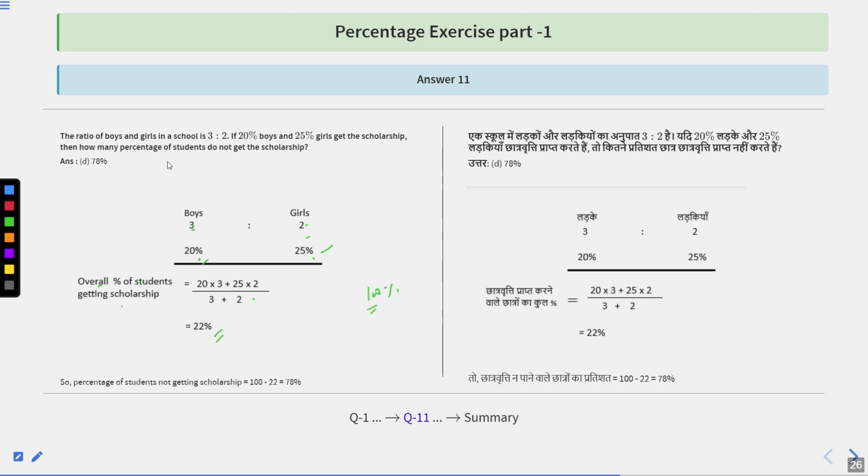But the question was asking how much percentage do not get the scholarship. So to find the percentage of students not getting a scholarship, we have to subtract those who are getting it from 100. So 100 minus 22 is 78%. Option number D is the right answer.